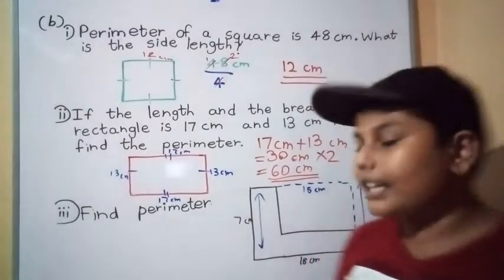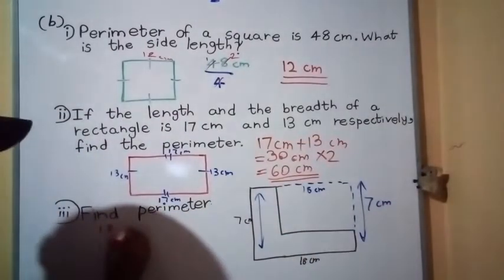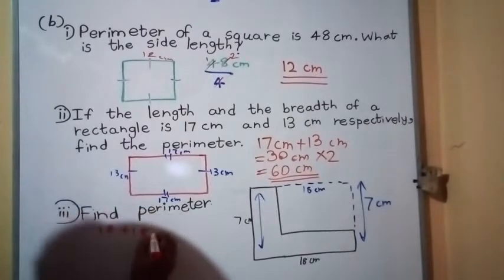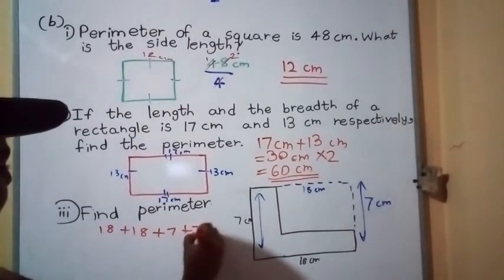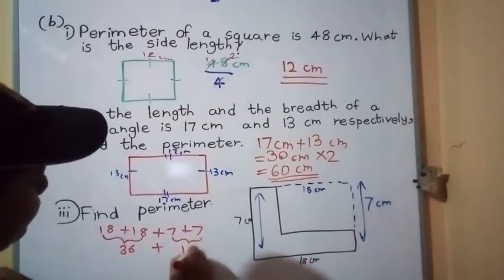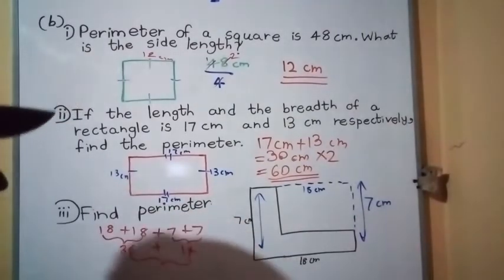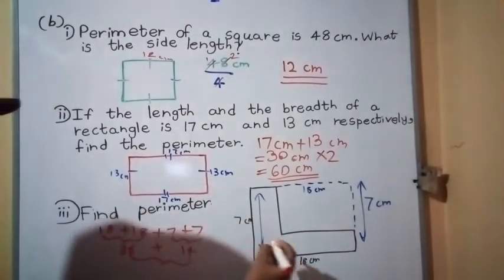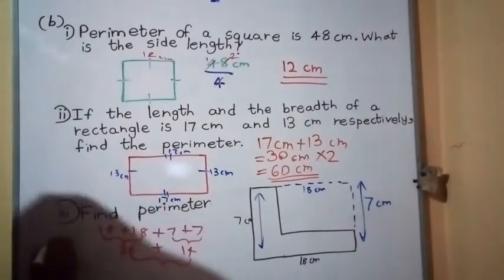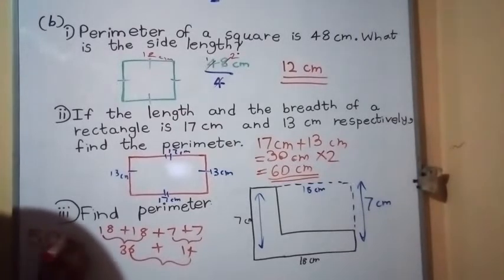Now find the perimeter. 18 plus 18 means 36. 7 plus 7 means 14. Altogether, what's the answer? What is the answer? Now I write the answer: 50 centimeters.